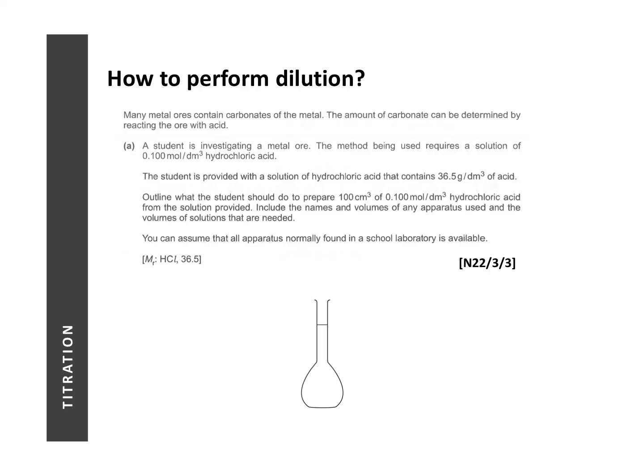Now, since we have discussed dilution in this video, I'm going to show how we use it to answer the planning question in the 2021 practical paper. So in this planning question, you are given a certain concentration of hydrochloric acid, and you are going to use that to prepare a certain volume of hydrochloric acid of a certain concentration. So the very first thing that you need to do is to convert the concentration of acid that you are given from grams per dm cube to moles per dm cube.